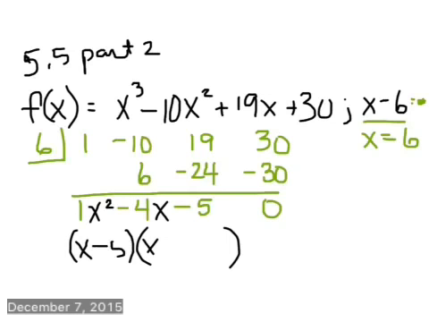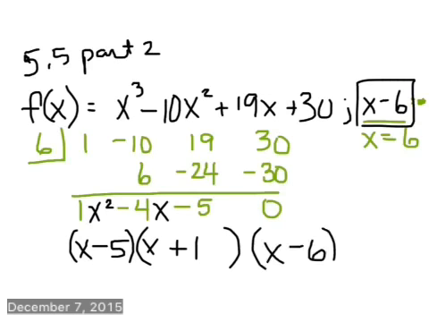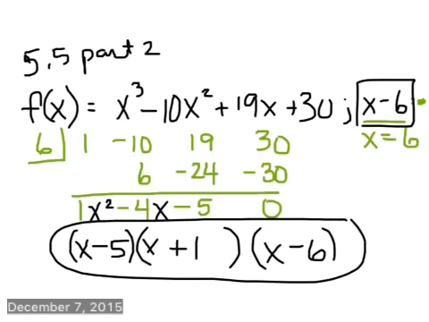Negative 5, positive 1. If I multiply negative 5 times positive 1, I get negative 5, but when I add them together, I get negative 4. So how many groups do you have right there? 2. And you said that there should have been 3. Where's the third group? No, I gave it to you right here in the problem. X minus 6 was the other one. And done. That's factored completely.